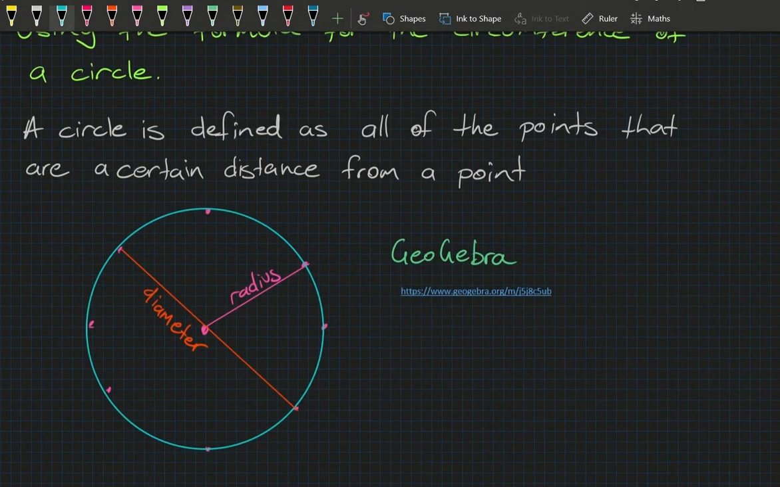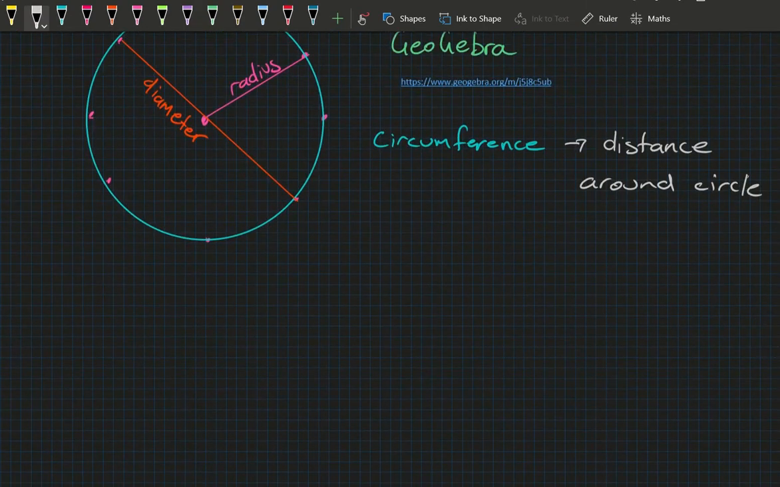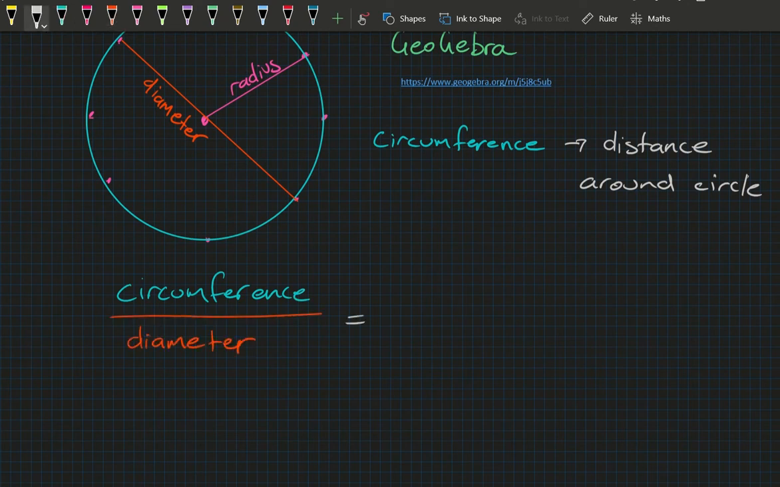The distance you travel around the circle is called the circumference. And it turns out that if you measure the circumference of a circle and divide it by the diameter, you're always going to get a number that is very close to 3.14 and a lot of decimal places. This of course depends on how accurate your measurement is, but you can test this yourself at home with a piece of string around a round thing like a can, and this number is called pi.